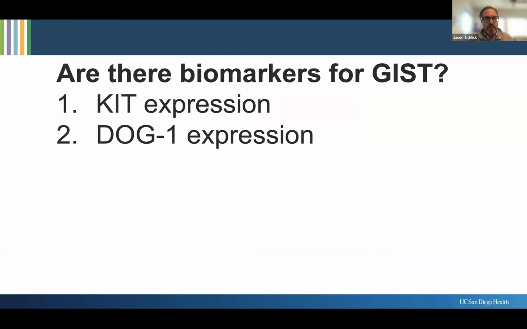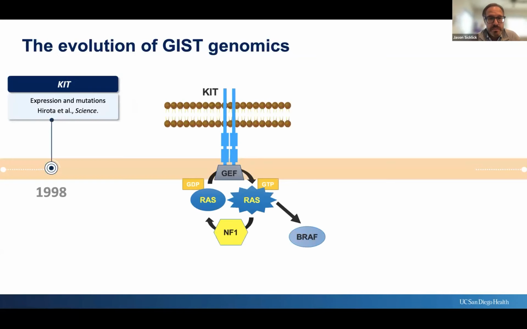So as a starting point, we can say that there are biomarkers for GIST, one being KIT expression and one being DOG1 expression. And these same markers are expressed by the interstitial cells of Cajal.